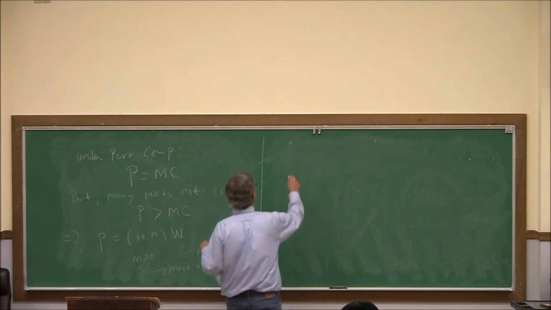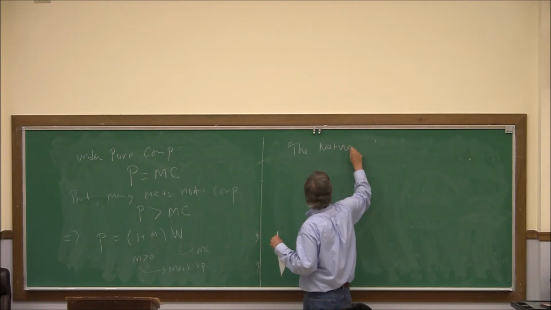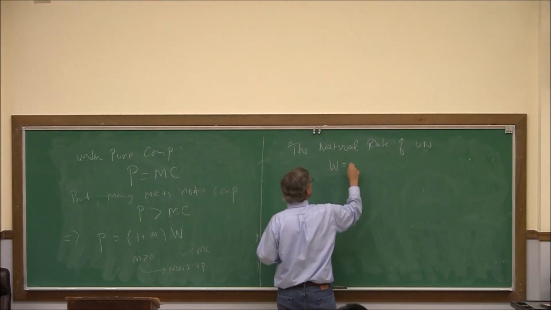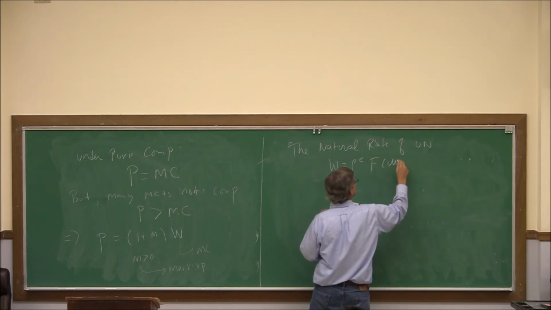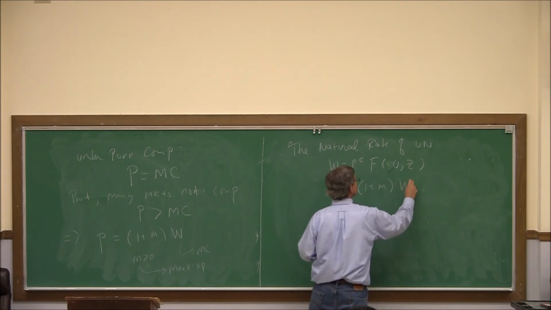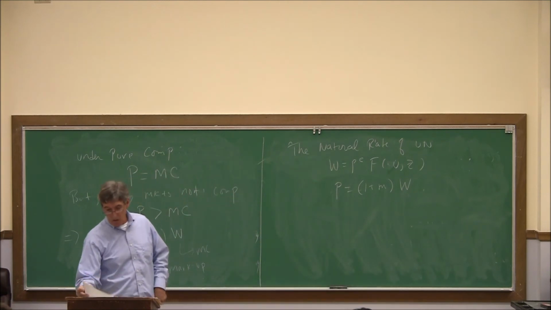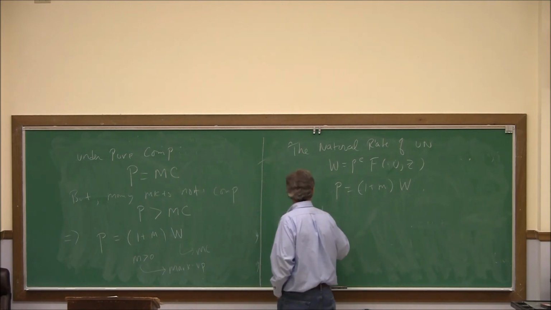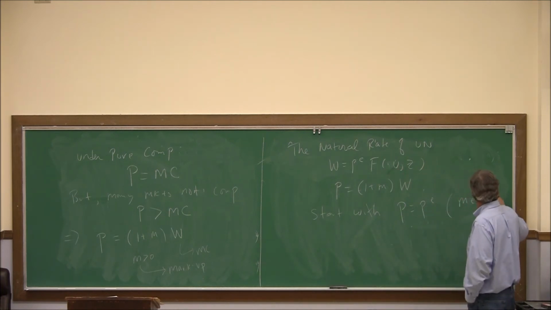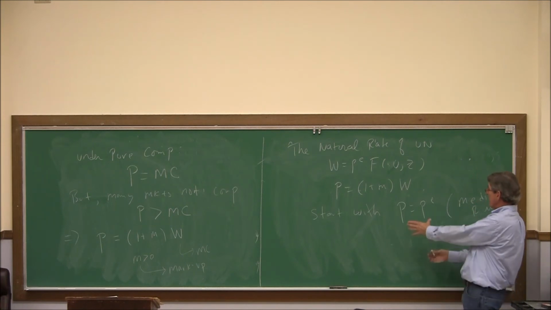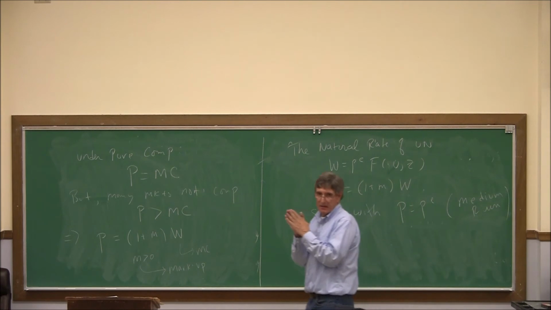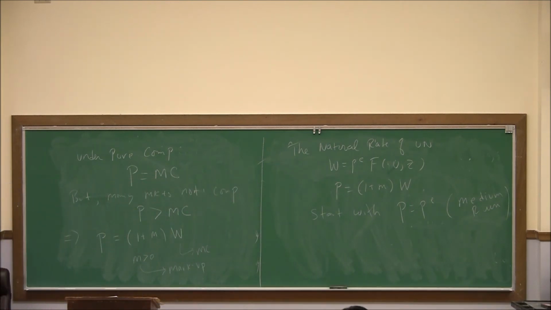So now we can find the natural rate of unemployment fairly easily. W equals P^e F of u and z, the unemployment rate and this catch-all variable. And P equals 1 plus M times W. That's all we need. So we're going to start with P equals P^e, because we're in the medium run. And we're assuming that in the medium run, expectations are correct. In the short run, they might not be, but in the medium run, they adjust so they're correct. So we're going to start in the medium run equilibrium.